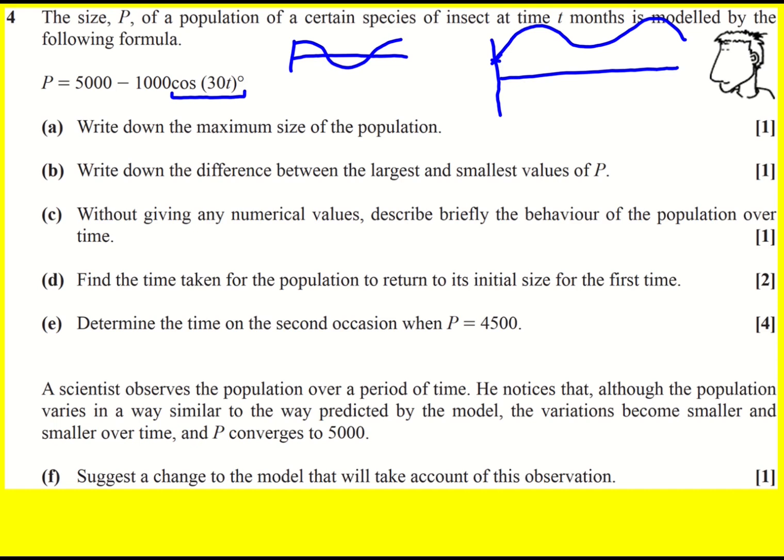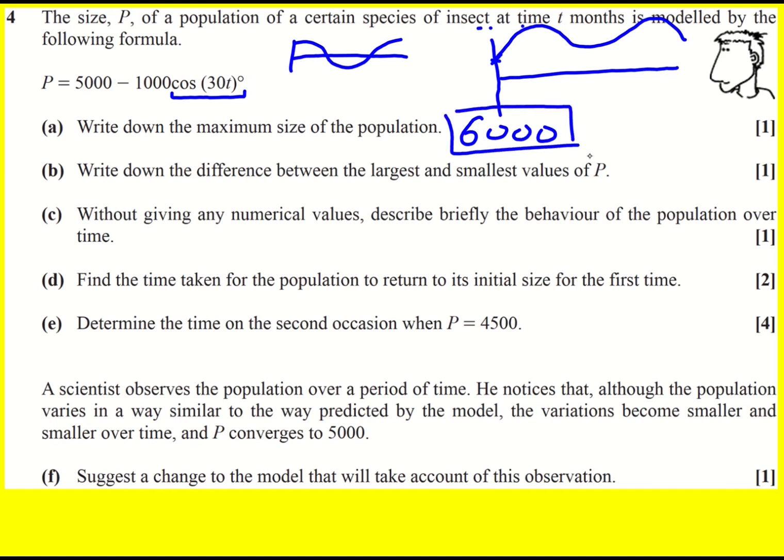Now we're asked to work out the maximum size of the population, so that's going to be one of these peaks. It's going to be when cos 30t is actually negative because we're subtracting something. So you want to subtract the lowest thing that you can to make p the biggest that it can be. So it's going to be 5,000 plus 1,000 when cos 30t is minus 1. Therefore, the maximum size will be 6,000.